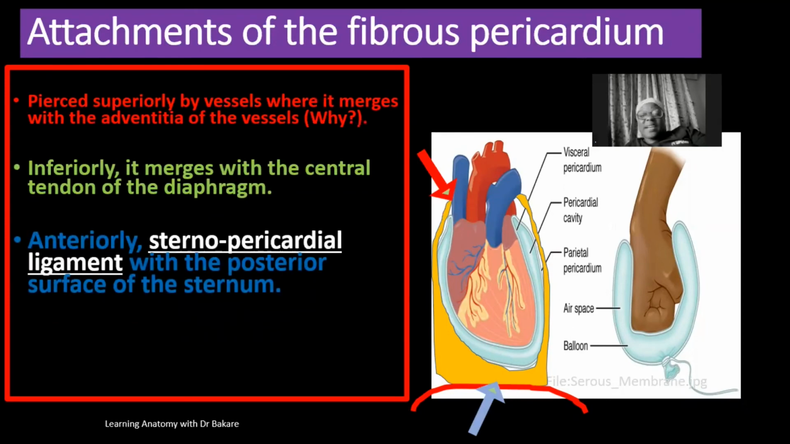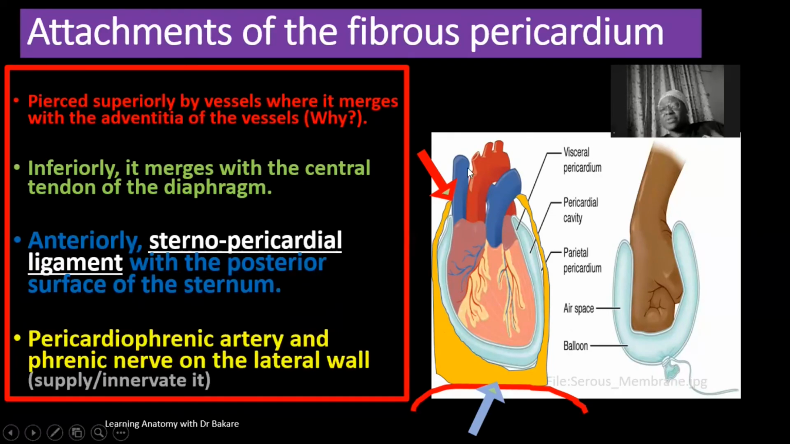Why the sternopericardial ligament is seen at the anterior part of the pericardium is because it connects the posterior part of the sternum to the anterior surface of the pericardium. We know that anterior to this region, we have the sternum. So the posterior surface of the sternum will be connected to the anterior surface of the pericardium by the sternopericardial ligament. And that is why this is established as the anterior attachment of the pericardium.